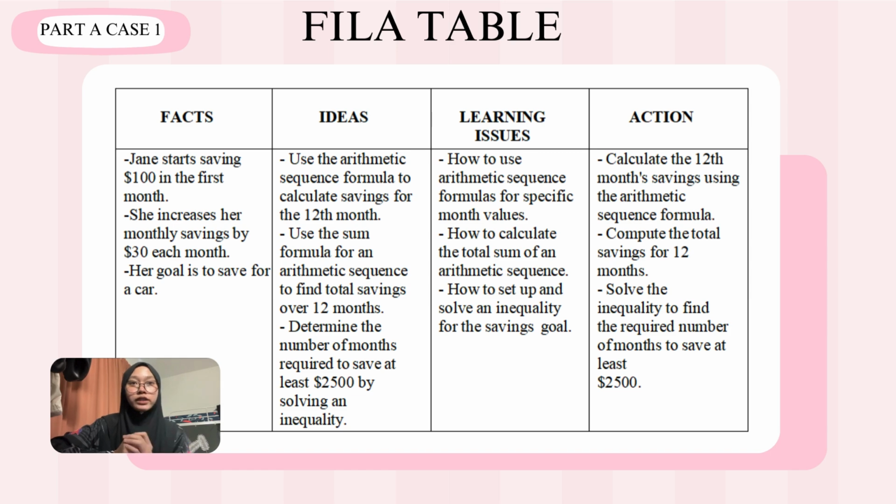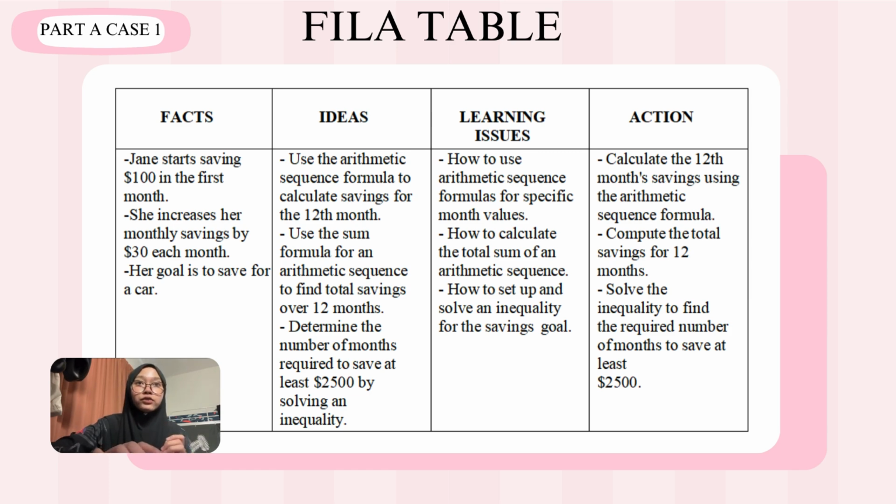Next are the ideas. The idea is to calculate how much she will save in the 12th month. We will use the arithmetic sequence formula. Next is to find her total savings over the 12 months. We will use the sum formula for an arithmetic sequence. And finally, to determine how many months she needs to save at least $2,500, we will solve an inequality.